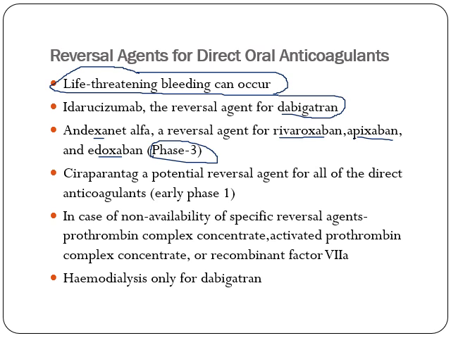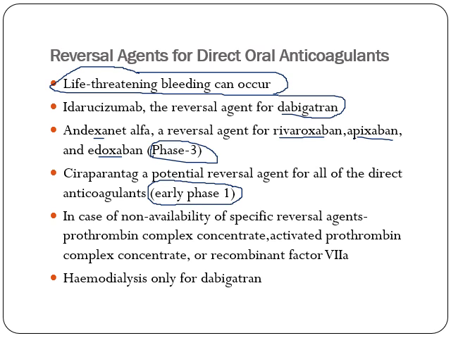So one more reversal agent, ciraparantag. Ciraparantag is a potential reversal agent for all of the direct anticoagulants, and it is said that it can bind dabigatran, rivaroxaban, apixaban, and edoxaban, as well as heparin and low molecular weight heparin. So it holds some potential in future that it can be the drug of choice for treating overdose with these agents. But right now it is in early phase 1 clinical trial.